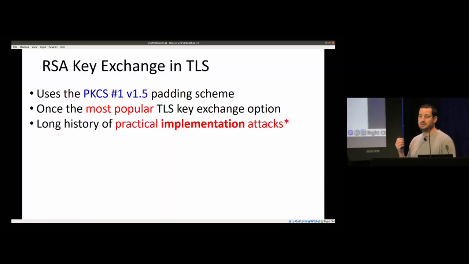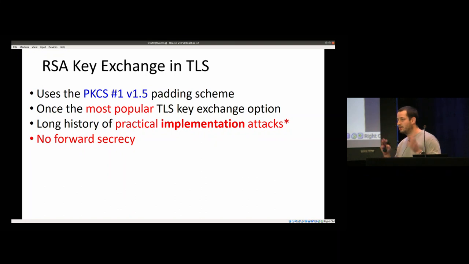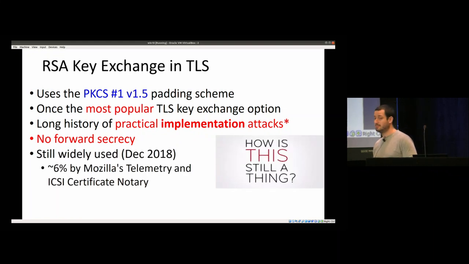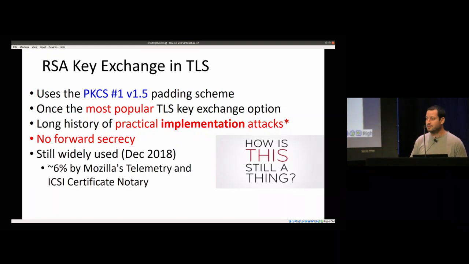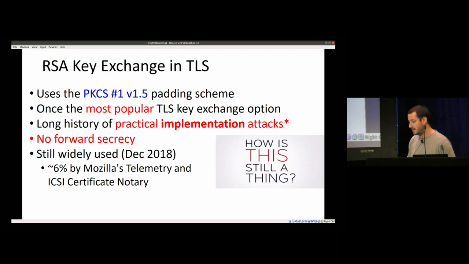However, it has a very long history of practical implementation attacks. I don't have room to put all of the citations here. Basically, it means that we had multiple rounds of vulnerabilities discovered, patching the code, patching the standards, trying to make everything more secure. And in the end, we think that it was supposed to be relatively OK. But moreover, this doesn't even support forward secrecy. So basically, I think that we can all agree that today using RSA key exchange is not such a good idea. However, at least still, when I checked at the end of 2018, it was still quite widely used. About 6% of the internet connections still used RSA key exchange.